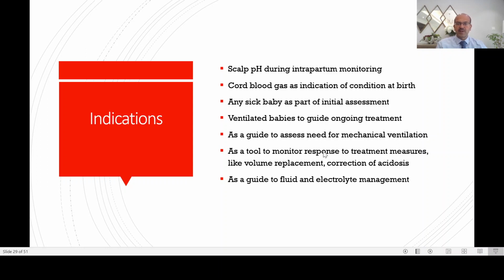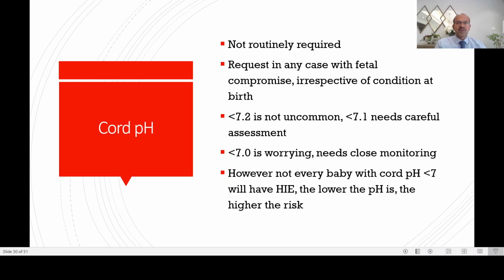So it's used as a tool to monitor the response to treatment measures like volume replacement and correction of acidosis, as well as a guide to fluid and electrolyte management, especially if you have electrolytes added in your blood gas. So remember that this is one way to use a smaller volume to reduce your bloodletting and blood losses.